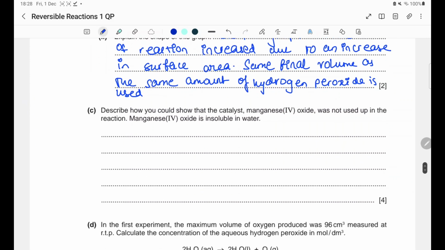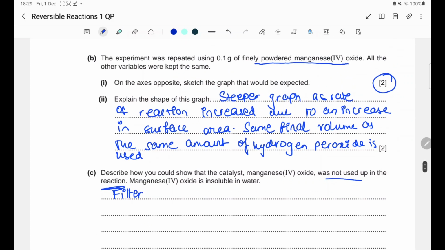Describe how you could show that the catalyst manganese oxide was not used up in the reaction. It did not chemically take part in the reaction. Manganese oxide is insoluble in water. So you've already put in manganese oxide in the reaction. Now after that, they want you to prove that this was not used up in the reaction. So first of all, you are going to filter it. You're going to filter out the manganese oxide that you had placed in hydrogen peroxide.